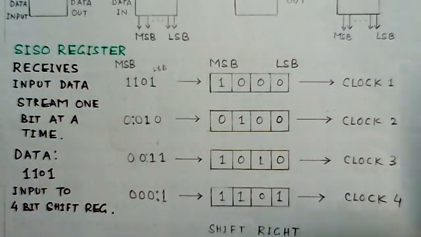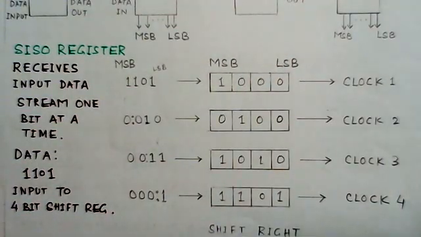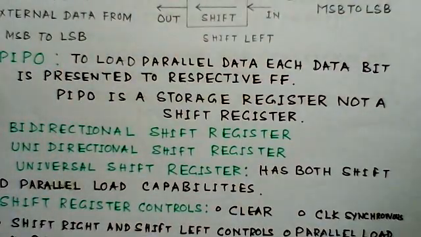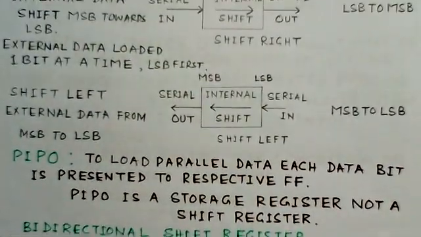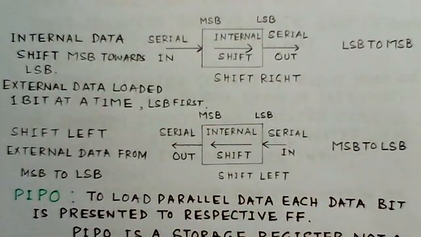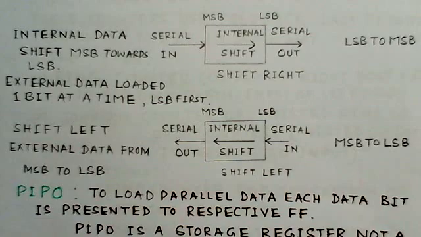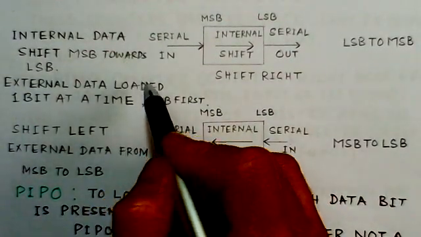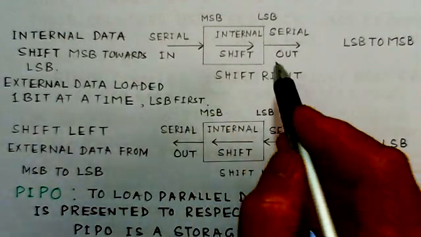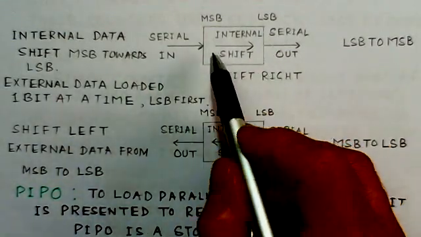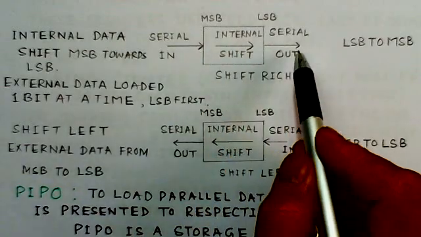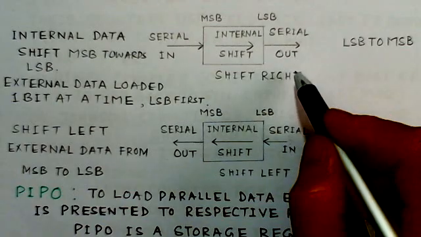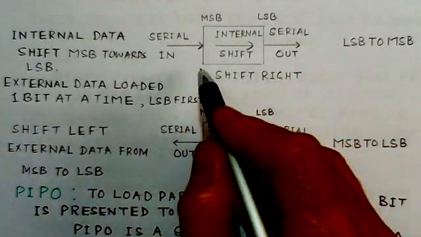So this is the way the data is shifted, and this is for a special case of shift right operation. So we can give the arrangement for both the operations. Here it says internal data shift MSB towards LSB. Here the shift is to the right, this is MSB and this is LSB, so the shift is right. And serial in, and the data is serial out.